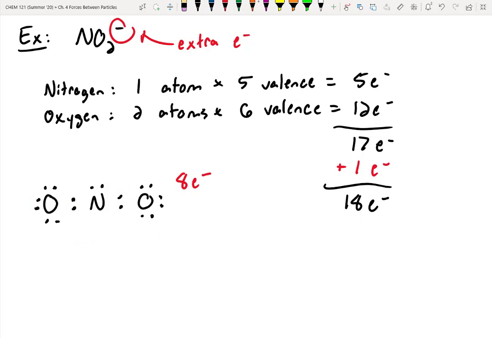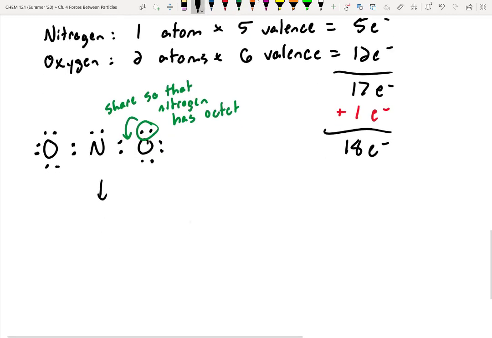I'm just going to erase this, keep our notes kind of simple. And what I would do is I would just say, well, let's just share from one of these oxygens, so that nitrogen has an octet. Okay, so let's kind of see how that would change things.